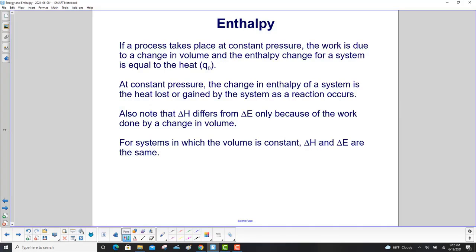If a process takes place at a constant pressure, the work is due to a change in volume, and the enthalpy change for a system is equal to the heat. At constant pressure, the change in enthalpy of a system is the heat lost or gained by the system as a reaction occurs. Note that the change in enthalpy differs from the change in energy only because of the work done by a change in volume. For systems in which the volume is constant, the change in enthalpy and the change in energy are the same.